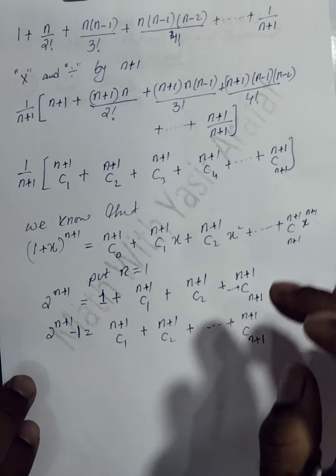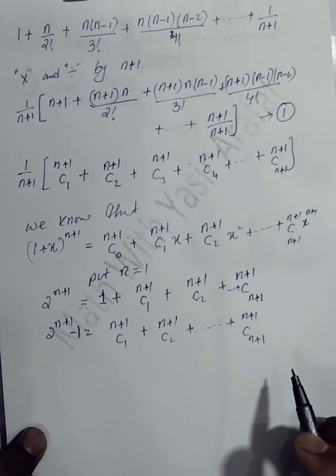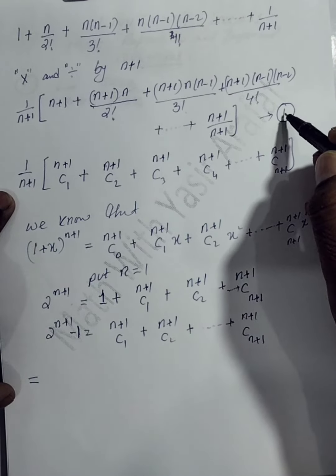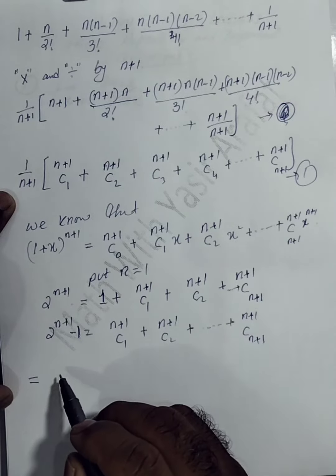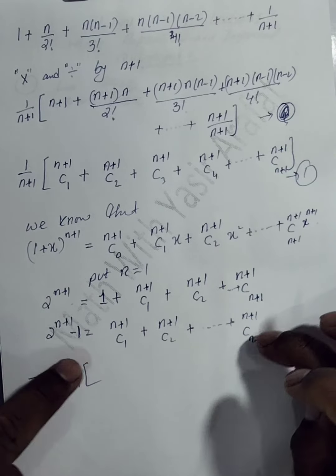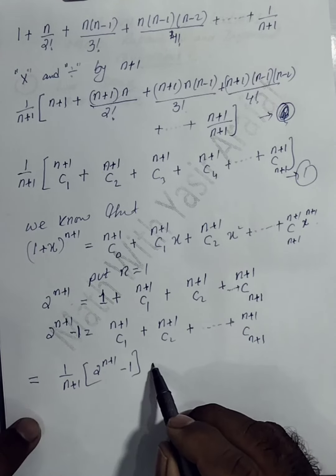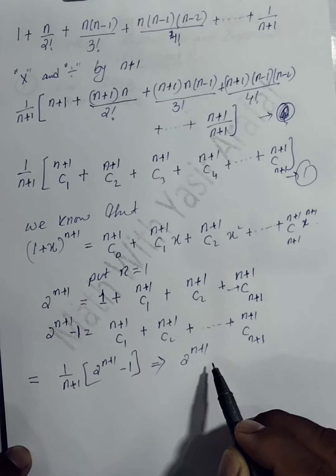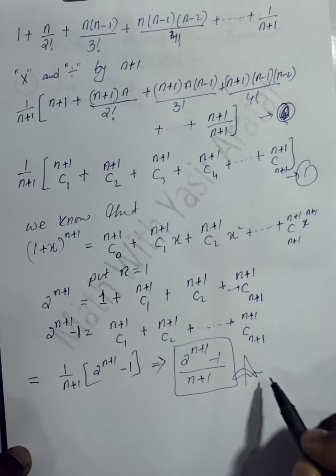This is the value of 2 power n plus 1 minus 1 here. So we just have to put the same value here in equation number 1. So this is 1 over n plus 1, and the value of this whole expression is equal to 2 power n plus 1 minus 1. That can be written in this form: 2 power n plus 1 minus 1 divided by n plus 1, and this is the result here.